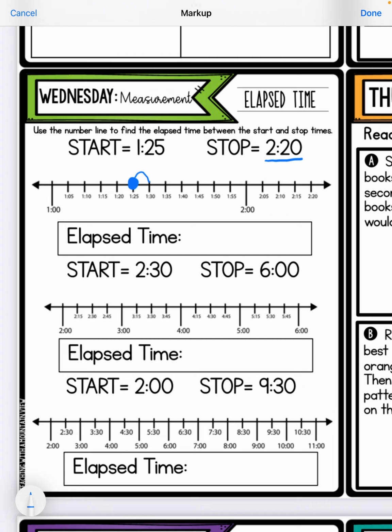I'm just going to skip count by 5s. So 5, 10, 15, 20, 25, 30, 35, 40, 45, 50, 55. 55 minutes have elapsed, which means has gone by between the start and the stop time. Make sure you do the second and the third one.